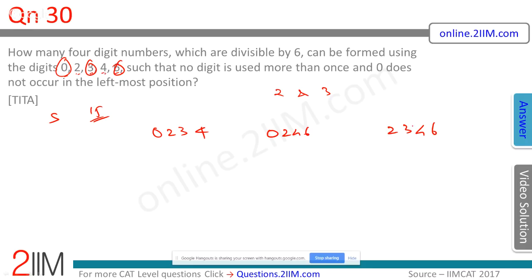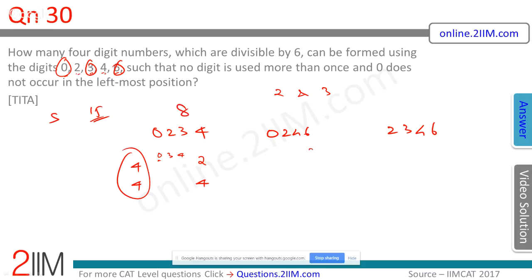And so let's do this very slowly. Even numbers, so it could end with 2. And so we have 0, 3, 4. It can be rearranged in 3 factorial ways, of which 2 will start with 0. So 4 numbers ending with 2. Ending with 4, again 4 numbers. So 8 numbers of this combo.